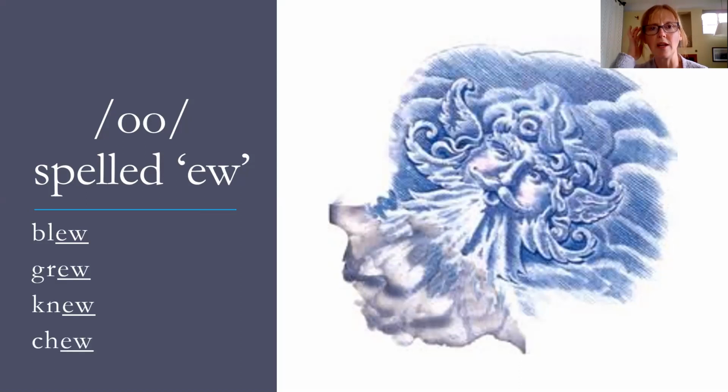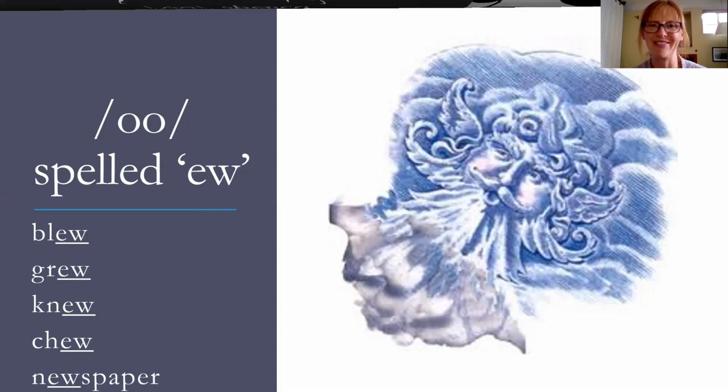And chew, please chew your food with your mouth closed. You've probably heard that before. That's an EW spelling for the OO sound. And newspaper. So even in a longer word like cartoon or newspaper, we can hear that OO sound. And in this case, newspaper is spelled with the EW.